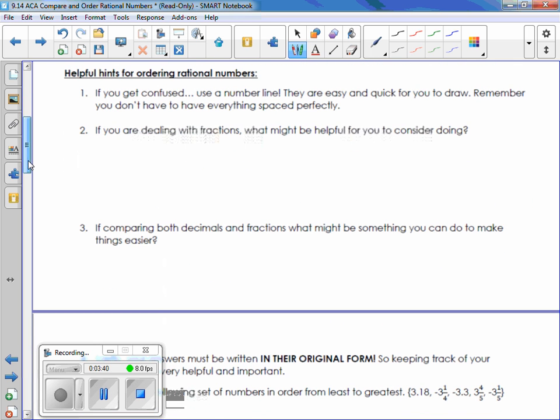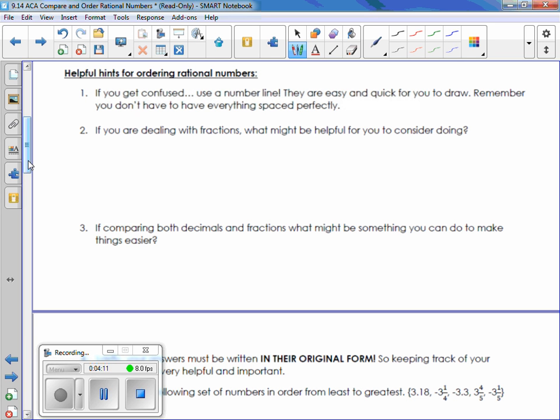So here's where we have some helpful hints for ordering rational numbers. This is because you end up doing a lot of conversions and a lot of math, and it's easy to get lost in it. These are things that we have all learned that just help make it easier for you. So if you get confused on your homework at all, come back and review these because it helps you piece through it. If we get confused, we can always use a number line like we have above. You can draw that really quickly and easily, and it helps you figure out where to place them.